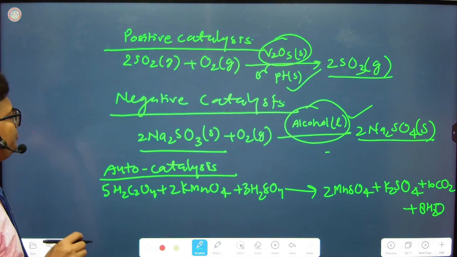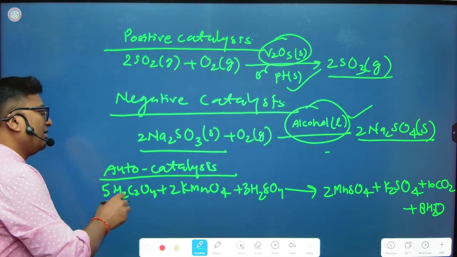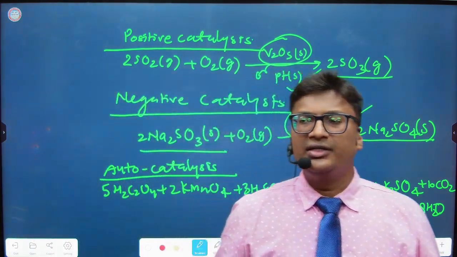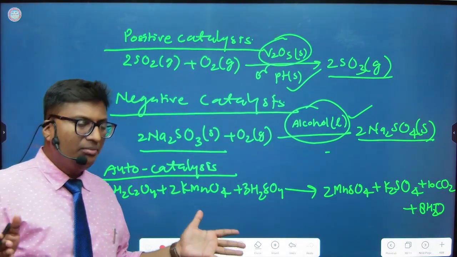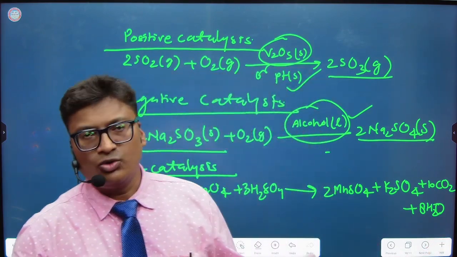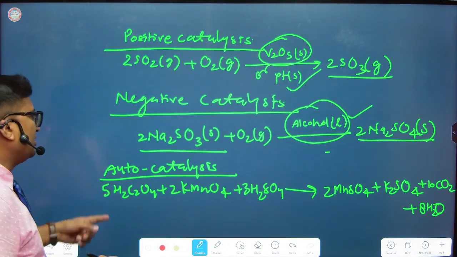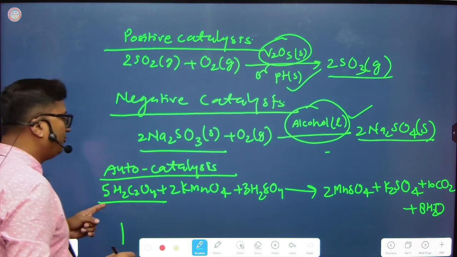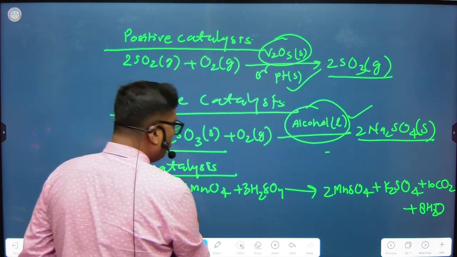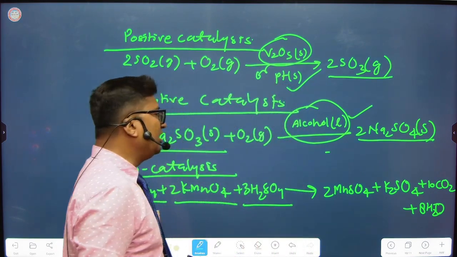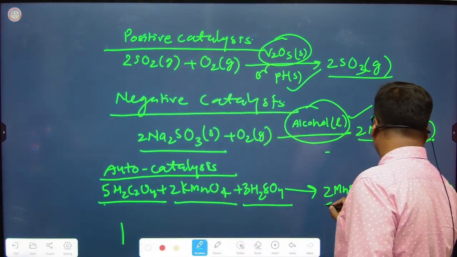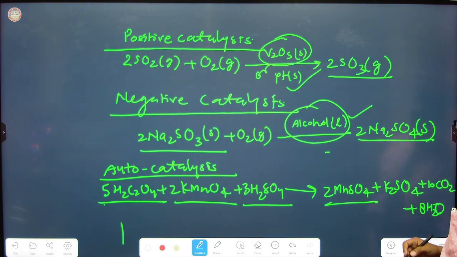And the next example of a catalyst is autocatalysis. Autocatalysis means that in the reaction medium many reactants are present, but any one of them may act as an autocatalyst. So that is autocatalysis. It means 5 moles of oxalic acid, 5H2C2O4, react with 2 moles of potassium permanganate, 2KMnO4, plus 3H2SO4 in the acidic medium. What happens here? It forms manganese sulfate plus potassium sulfate, both salts, and it releases carbon dioxide gas and produces water in the liquid state.